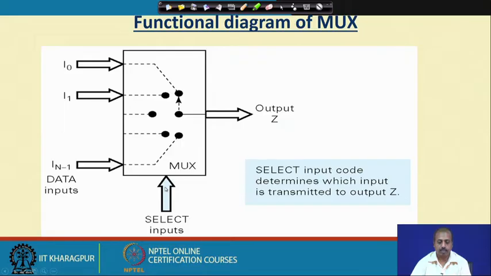This is the select line. Select inputs are applied here. Depending upon the select input, logically we can say that this switch changes its position between these points, and accordingly one of the data inputs will get selected to be sent to the output. So, the select input code will determine which input is transmitted to the output.